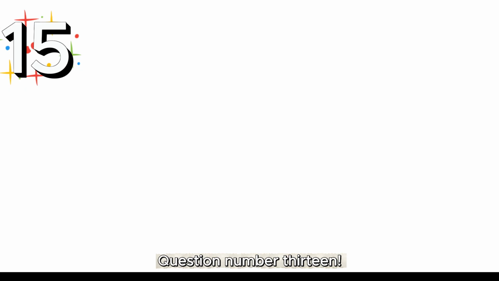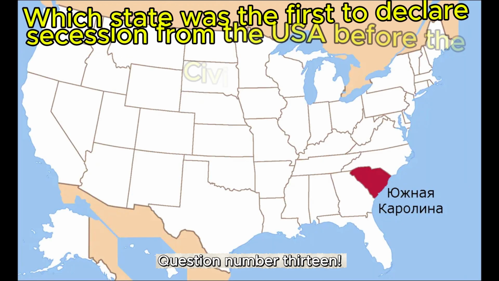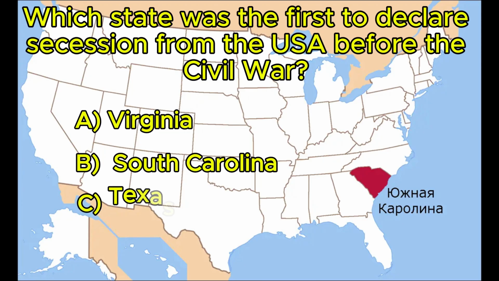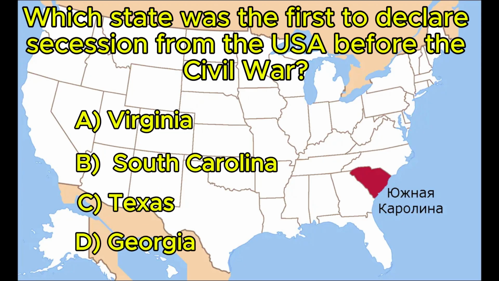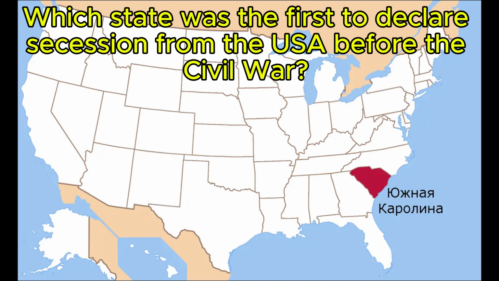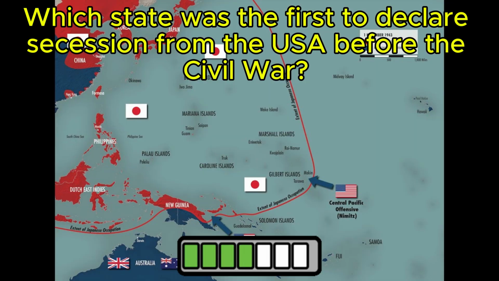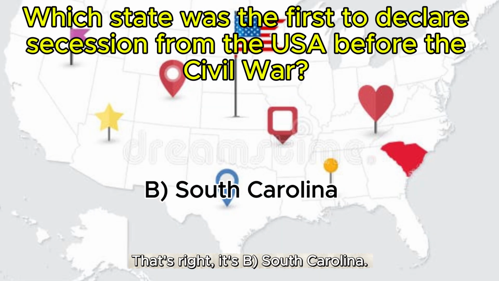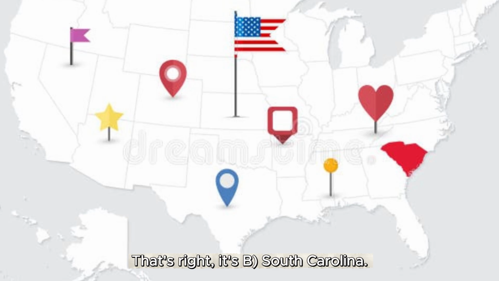Question number 13. Which state was the first to declare secession from the USA before the Civil War? A. Virginia, B. South Carolina, C. Texas, D. Georgia. Time's up. That's right, it's B. South Carolina. This is where the country's split began.